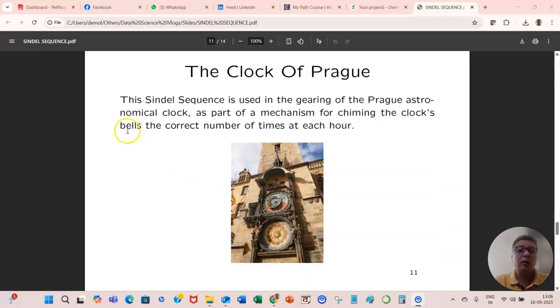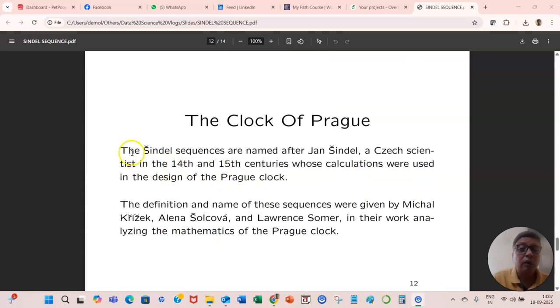The Sindel sequence is used in the gearing of the Prague astronomical clock, as part of a mechanism for chiming the clock's bells the correct number of times at each hour. The Sindel sequences are named after Jan Sindel, a Czech scientist in the 14th to 15th centuries, whose calculations were used in the design of the Prague clock. So the sequence originated in the 14th or 15th century, which is over 600 years till today, and the clock is still running.